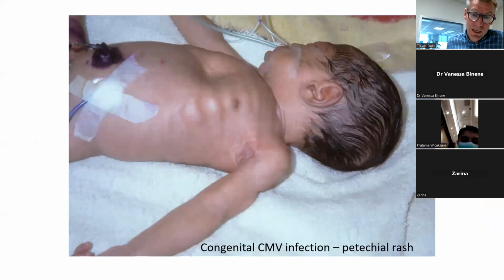This is another baby who had congenital CMV infection, and the feature is this petechial rash throughout the body. This could be congenital rubella syndrome, because you can sometimes get a petechial rash like that as well, or it could be a bacterial infection that could cause a petechial rash, but it's typically with congenital rubella syndrome or congenital CMV.